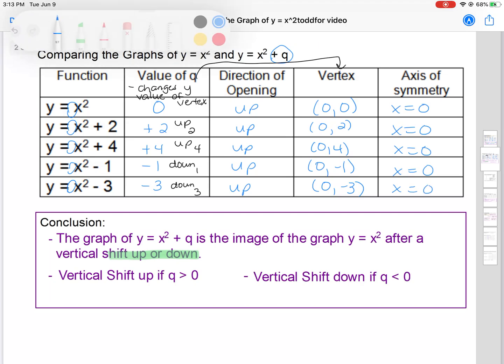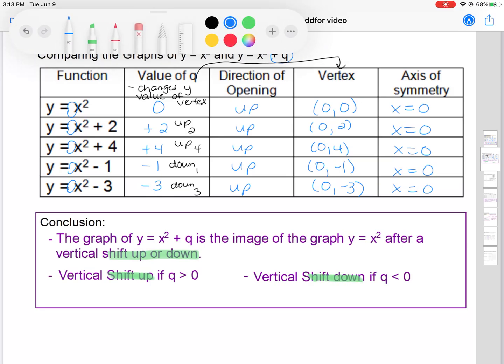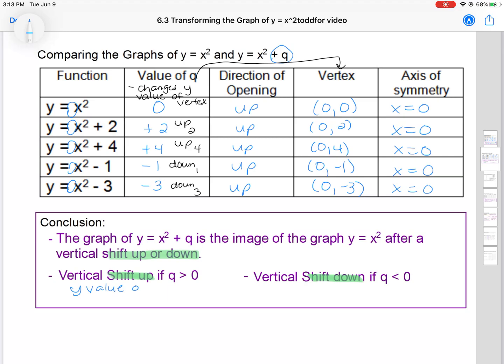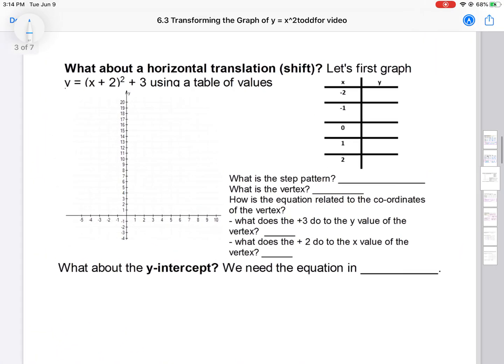So shift up, shift down. So the y value of the vertex is shifted up or down, if you prefer those words. Okay, so then this is a positive number, and this means a negative number. Okay? All right, so now on to the last sort of translation we can do.